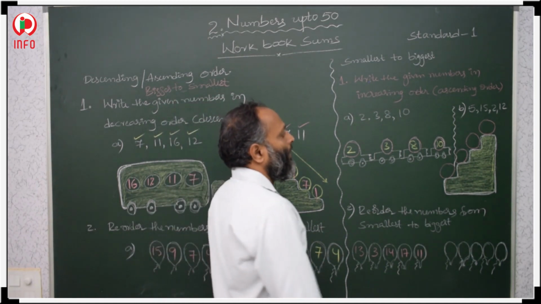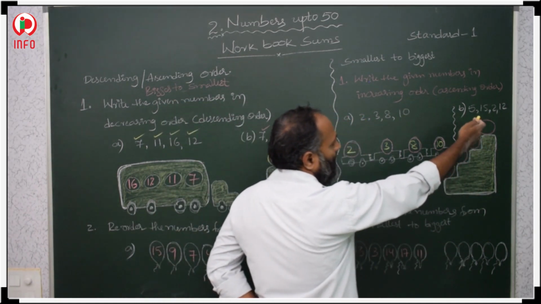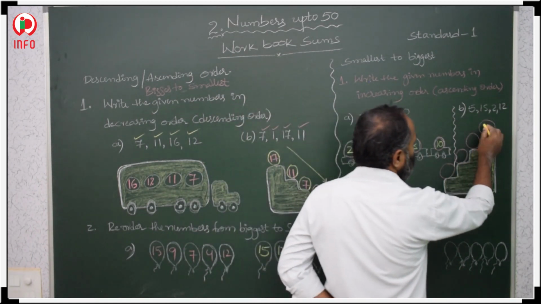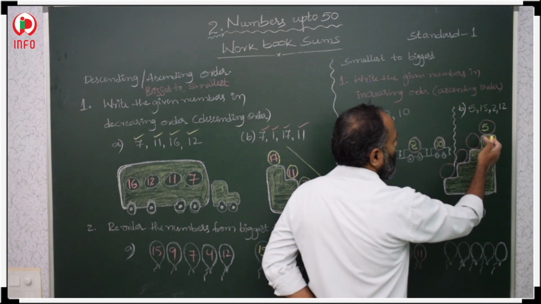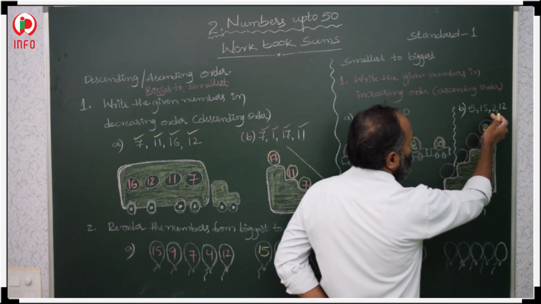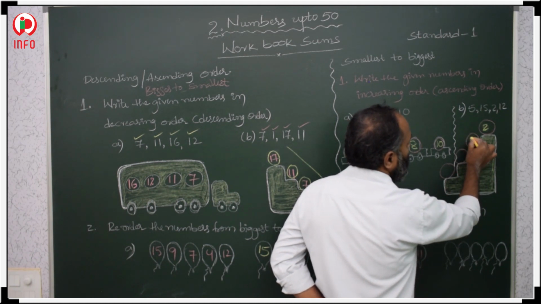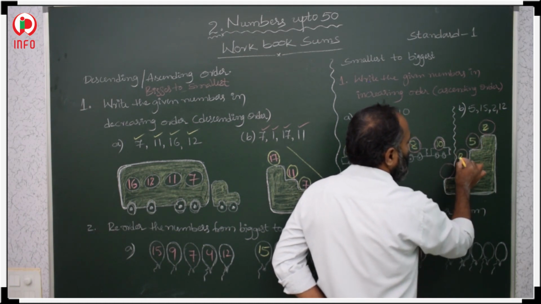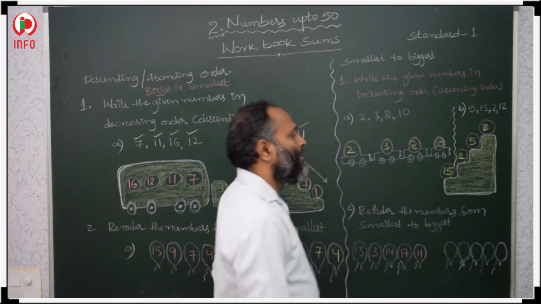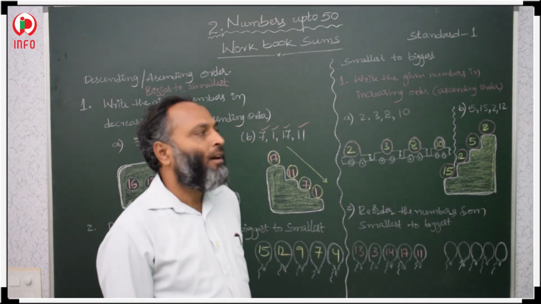Now, in this way at the top we take the smallest one. What is the smallest one? 2 is the smallest. Then bigger than this is 5. Bigger than this is 12. And the biggest one is 15. So in this way we take ascending order.